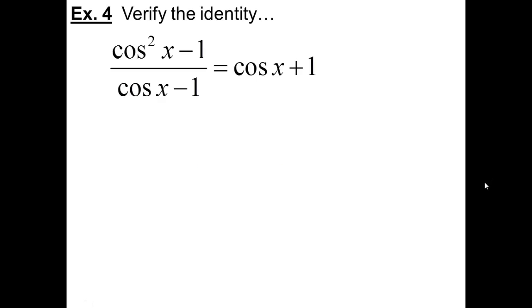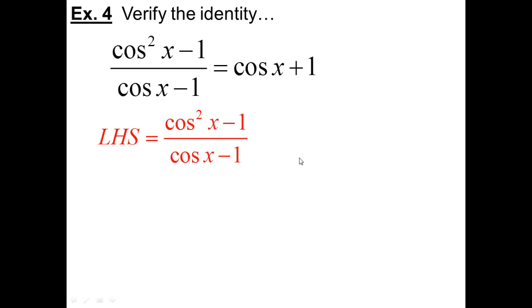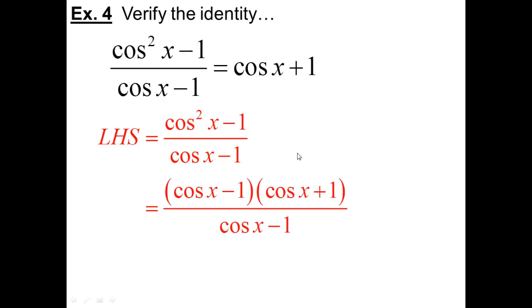Example 4. Cosine squared minus 1 over cosine minus 1 equals cosine plus 1. You might recognize that this looks exactly like that algebraic example we did earlier. I recognize I have cosine squared minus 1, in other words, a difference of squares, and I have cosine minus 1, in other words, a factor of that difference of squares. So I can start with the left-hand side, factor the numerator, cosine minus 1, cosine plus 1. The cosine minus 1's cancel out. That leaves me with cosine plus 1, my right-hand side.